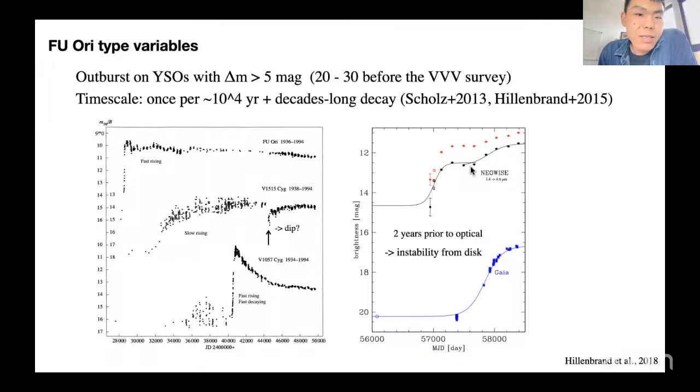After analyzing the number of objects that we detected with outbursts on young stars, we were able to reach an overall conclusion about the time scale of this event. It's about one outburst per 10,000 years on one star, and after that, there is a decade-long decay, during which the star remains bright after the outburst.